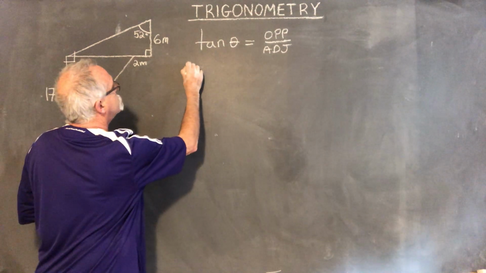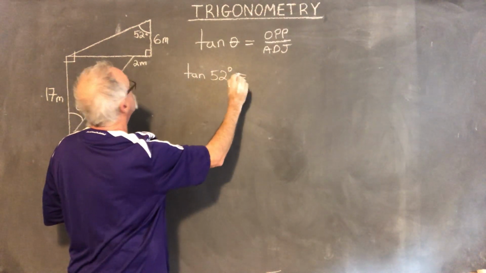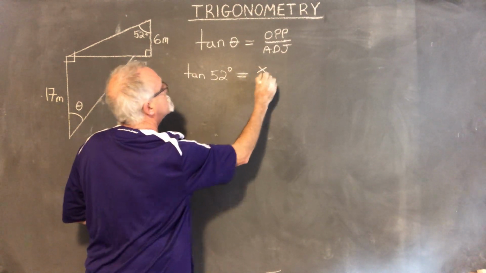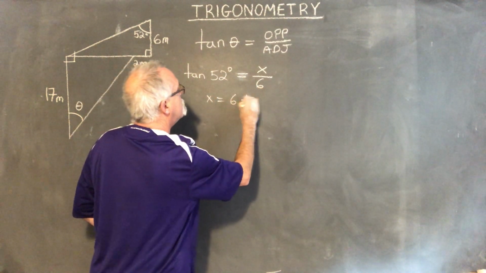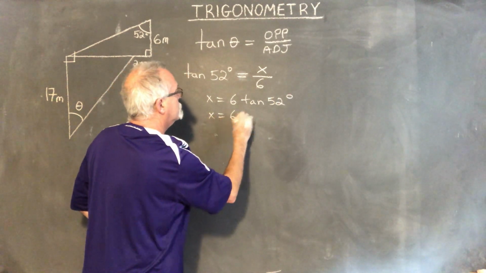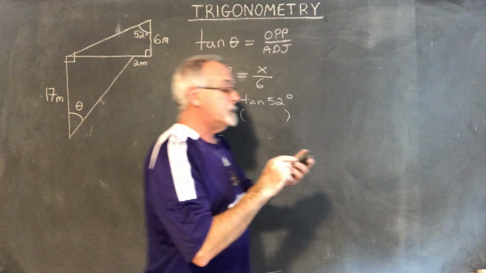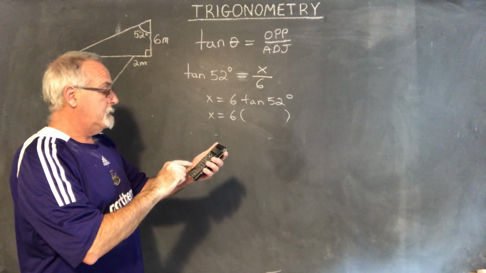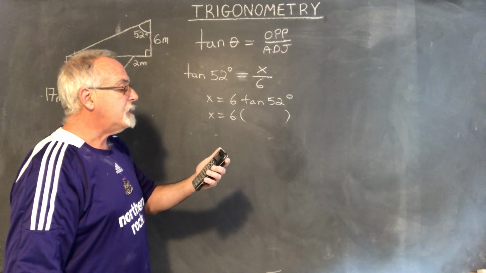Okay, so let's do the first step. Tan of 52 degrees is going to be equal to the opposite, which is my x, over the adjacent, which is my 6. Therefore, x is equal to 6 tan 52, which is equal to 6 times, what is the tan of 52 degrees? Where's my calculator? Degree mode, yes. Too much chalk dust. Tan of 52 equals 1.2799.